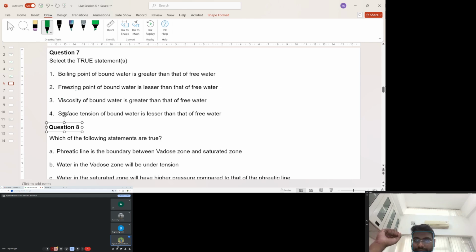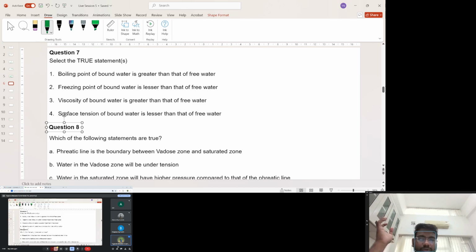Second option is freezing point of bound water is lesser than that of free water. Third, viscosity of bound water is greater than that of free water. Fourth, surface tension of bound water is lesser than that of free water. So which are the statement or statements that are true, and why? What is the major reason?